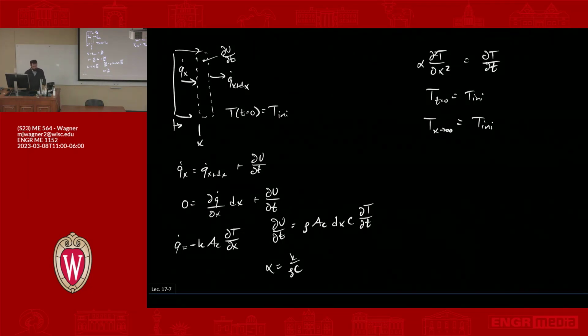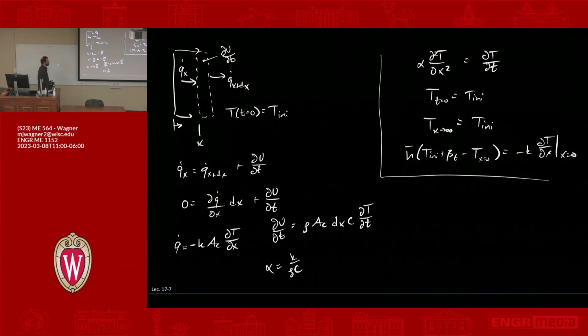Right? The other boundary condition was the convection one. And the convection one is just what? h bar (T initial plus beta t minus T at x equals 0) is equal to minus k partial temperature with respect to x at x equals 0. Okay, so this is my statement of the problem right here. Questions on that? Okay.